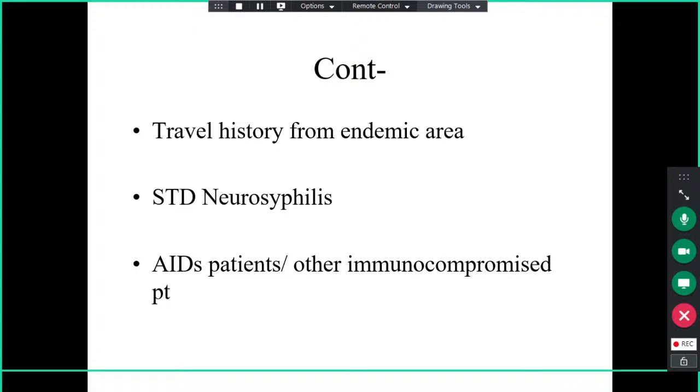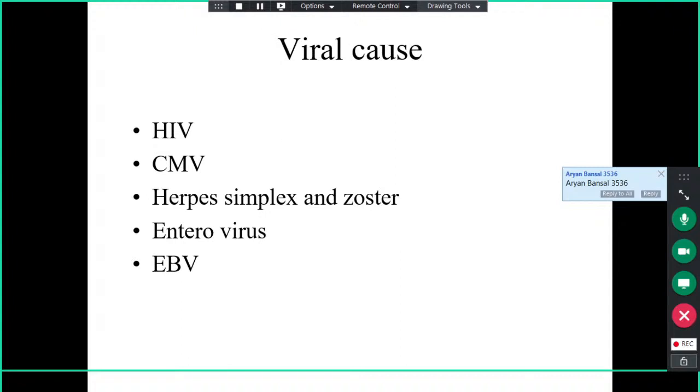So as I have already told you, some of the fungal infections, some of the bacterial infections, you should have a travel history. And neurosyphilis also, you should have had primary syphilis. Very late it can cause neurosyphilis, and mostly other fungal infections also you see in AIDS patients or other immunocompromised patients.